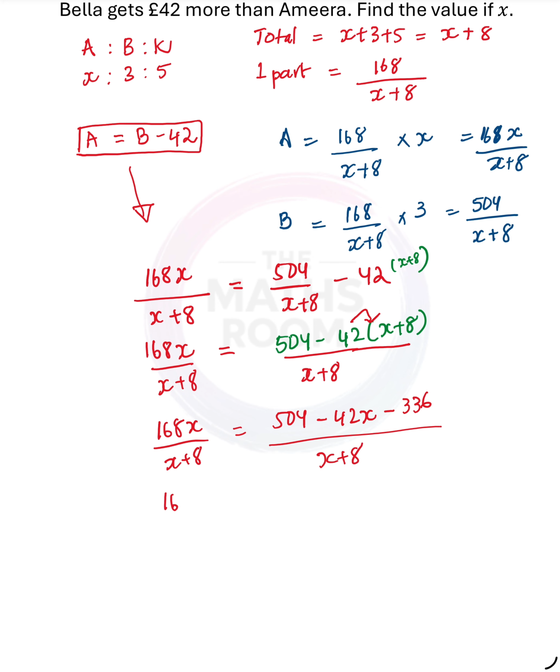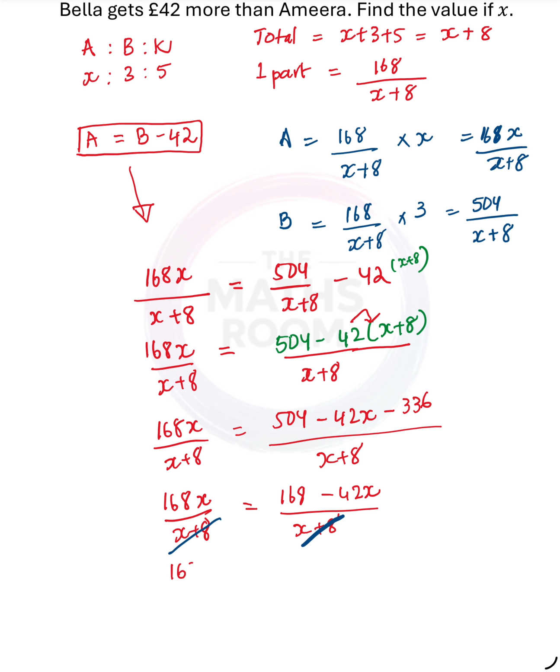When I solve this, I've got 168x over x plus 8, which is going to be 504 take away 336, which is the whole number, obviously, which will leave me with 168 minus 42x over x plus 8. Now, I can actually get rid of these x plus 8 denominators, because if I was to times by x plus 8 on the other side, it would cancel the denominator. So I'm just going to do it straightforward.